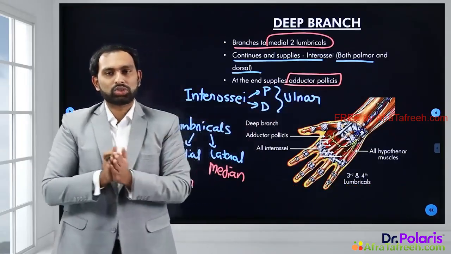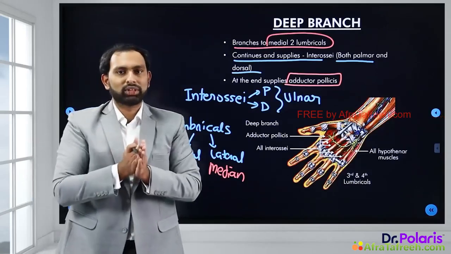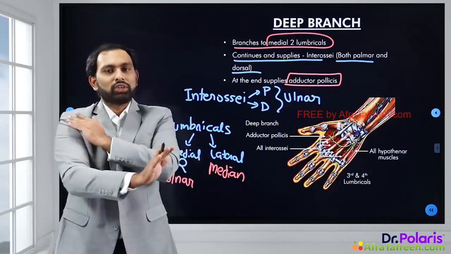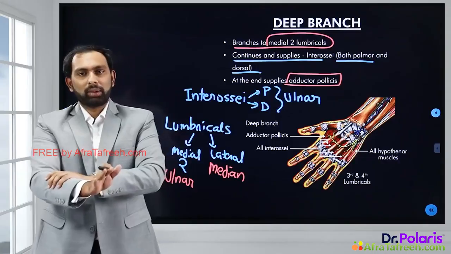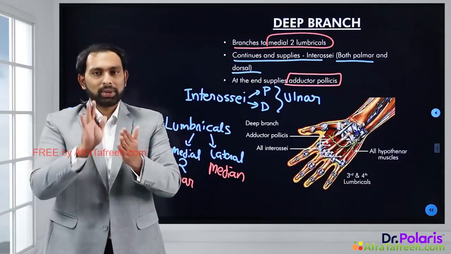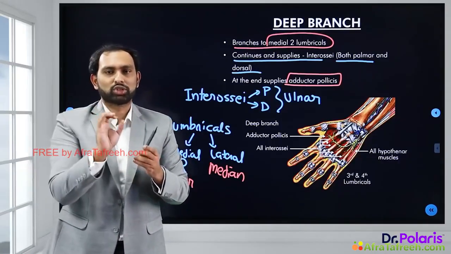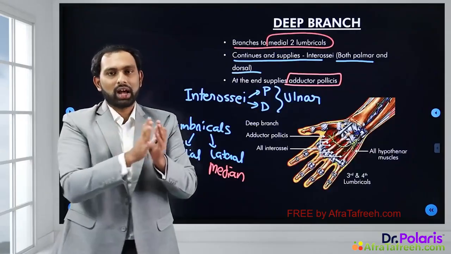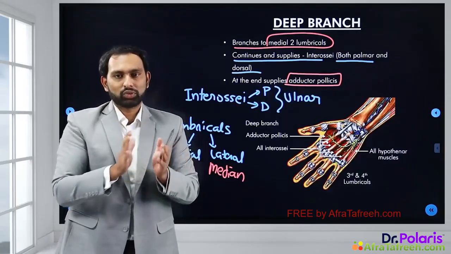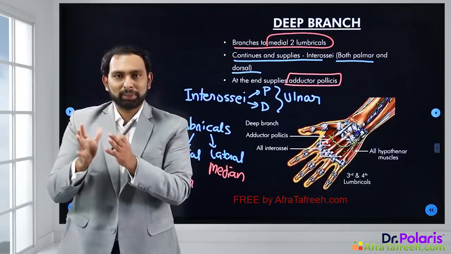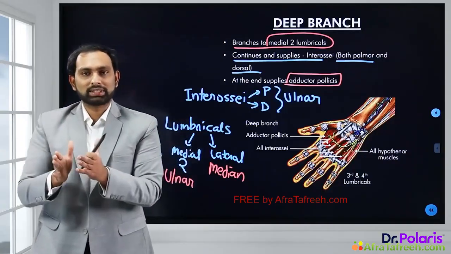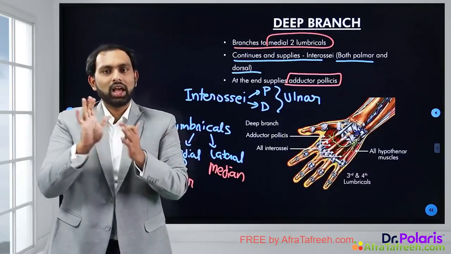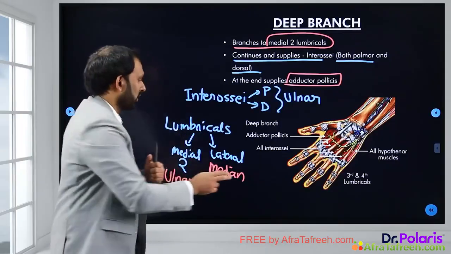So that is the course of the deep branch, and it is very important to know the course of the ulnar nerve in the hand, because in the arm it does not give out any branch. In the forearm it only gives out two branches, but in the hand it gives all the muscles. So most of the intrinsic muscles of the hand are supplied by the ulnar nerve. But what are the muscles which are not supplied by the ulnar nerve? So which intrinsic muscles of the hand are not supplied by the ulnar nerve?